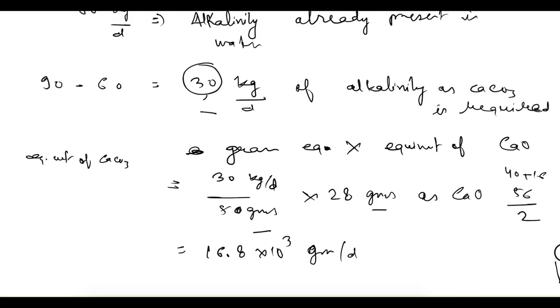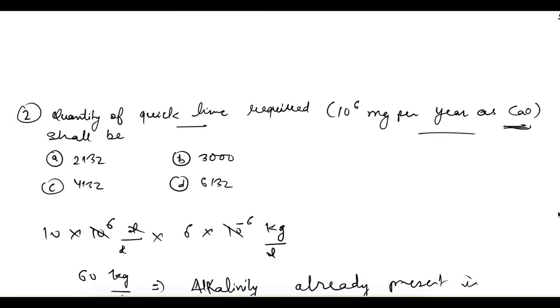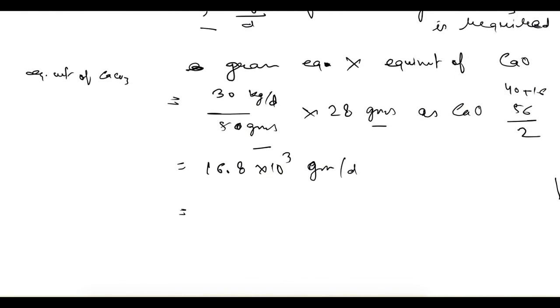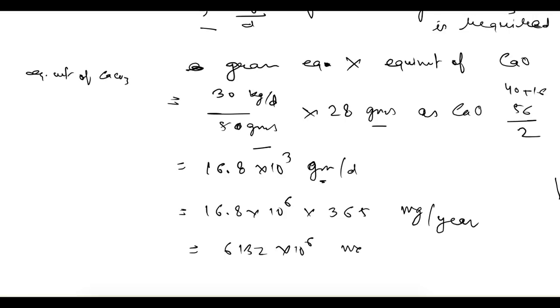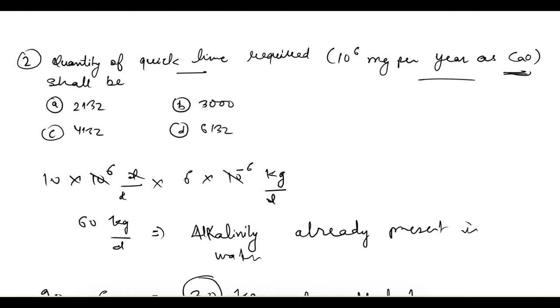Now we have to find this quantity per year. So per year we multiply this value by 365. For 16.8 into 10 to the power 3 grams, converting grams to milligrams adds 10 to the power 3 more, so it is 10 to the power 6 into 365 milligrams per year. If you solve this, it is equal to 6132 into 10 to the power 6 milligrams per year. So D is your answer for this one.